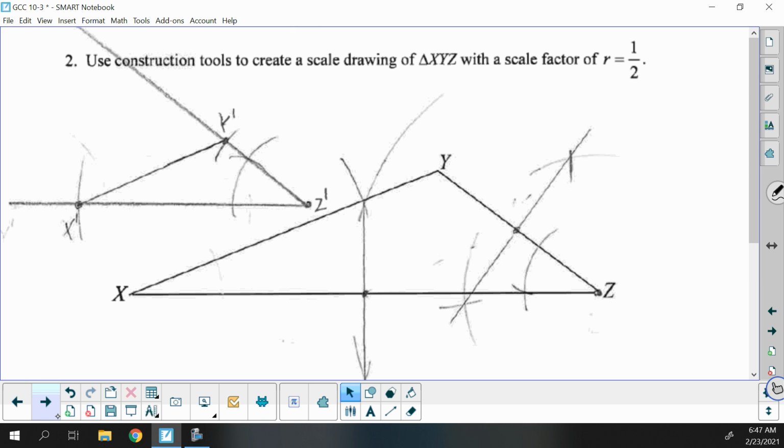We wanted half, so I copied angle Z first off. And then to do half, you had to do the perpendicular bisector of the 2 sides of angle Z. So those are those constructions you have there. And then we're just setting our compass from Z to this midpoint, marking that off to get X prime. Z to this midpoint, marking it off to get Y prime.